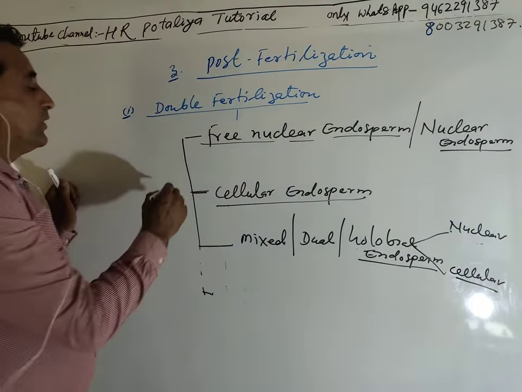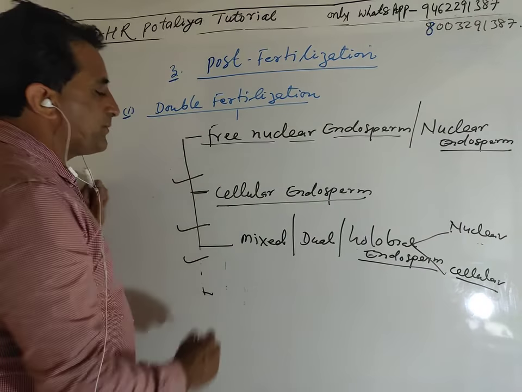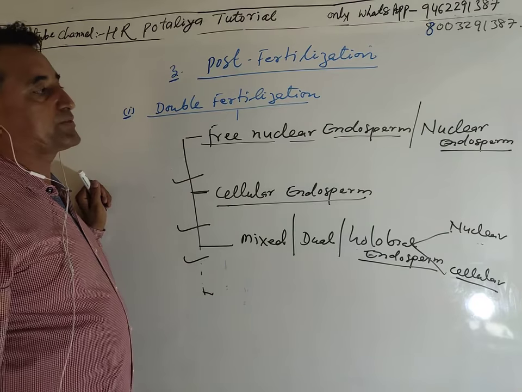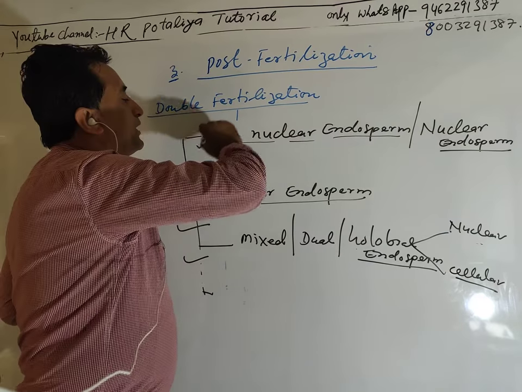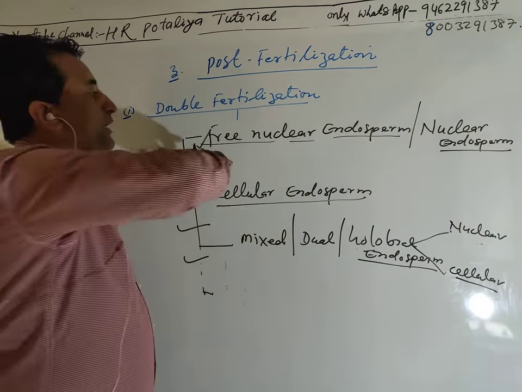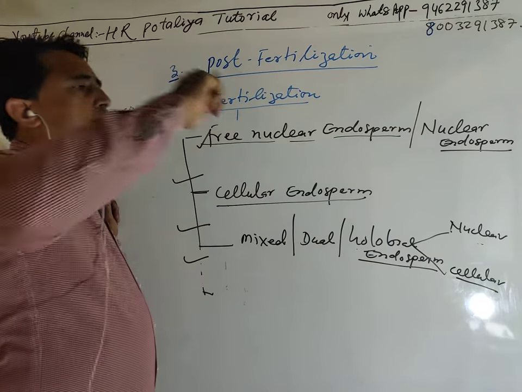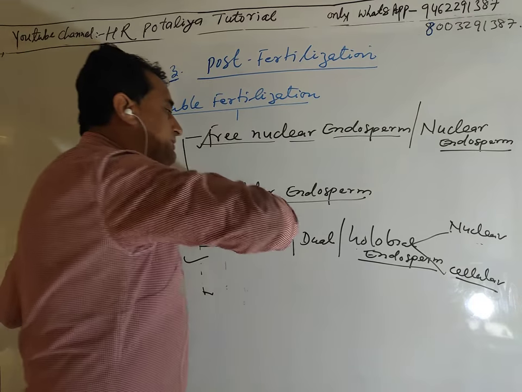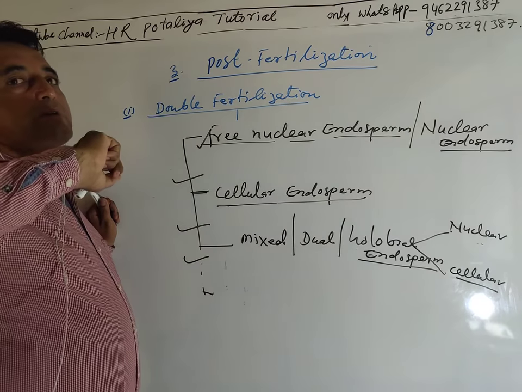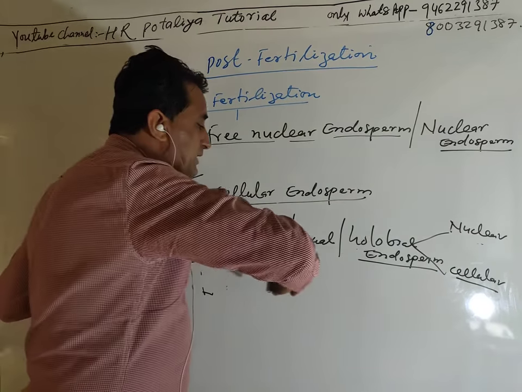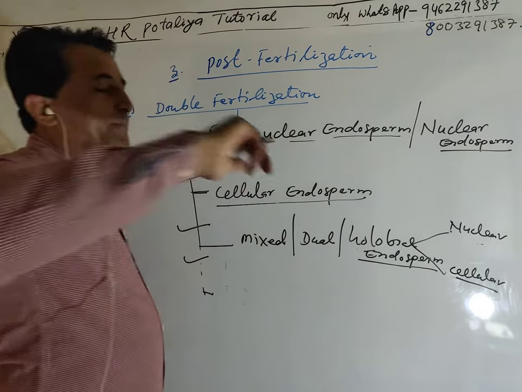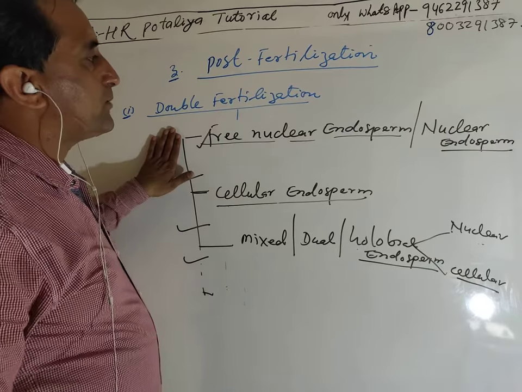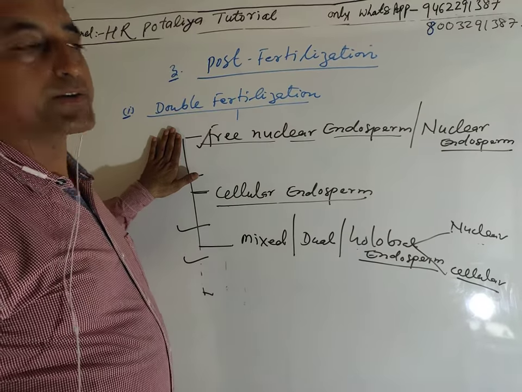So definitely we can say that on the basis of developing endosperm, the endosperm has three types. First, free nuclear endosperm. What type of free nuclear? Only the nuclear division is there. Second, the cellular type endosperm is there. Third is the mixed, as well as dual, as well as helobial type of endosperm. So three types of endosperm on the basis of the development part.